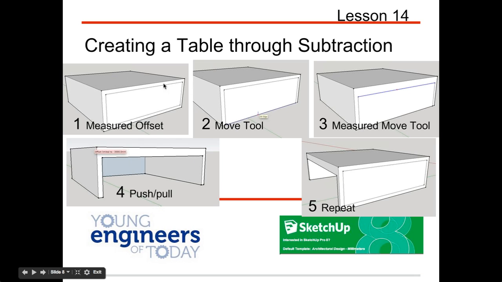And then we did a measured offset as well so that we could determine the width of how wide these legs were going to be. We moved that line down, right, because when we punch it out, we don't want this line here. We just want the individual legs. And we moved this line down a little bit as well. We measured how long we moved that one down because we wanted the table to be thicker than the legs were wide. We used the push-pull to punch out that shape, and then we rotated our screen and repeated.